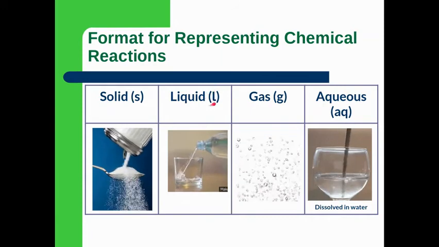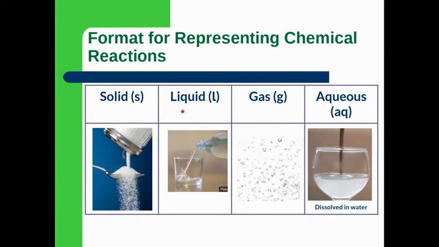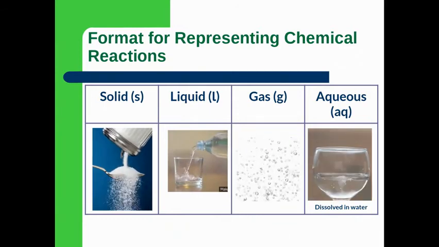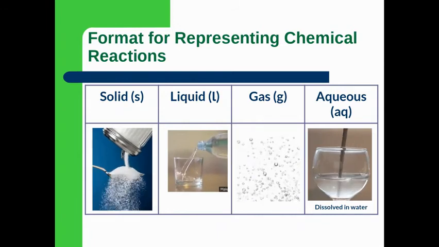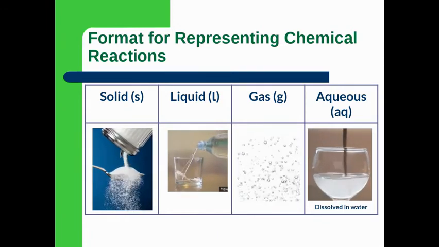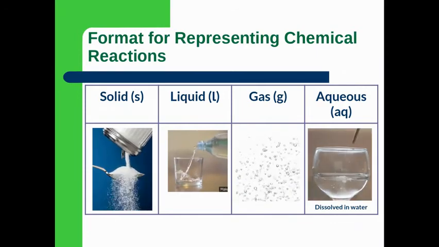Another state that we might indicate is liquid. And liquid means that we have a pure substance that is in its liquid state at this particular temperature. So for example, water is a pure substance, and at room temperature, it is a liquid.